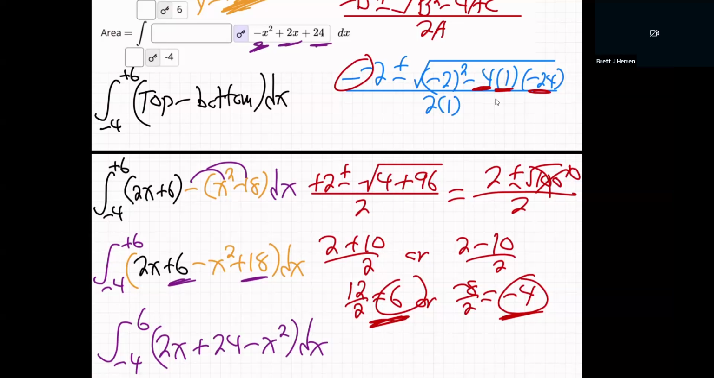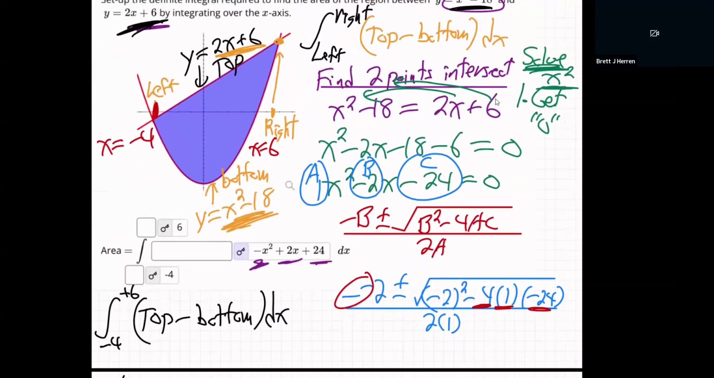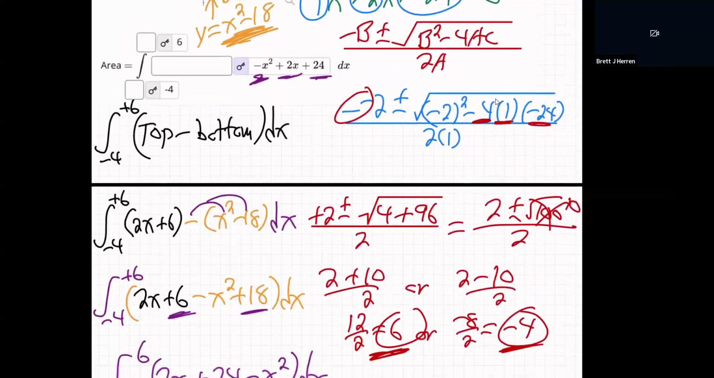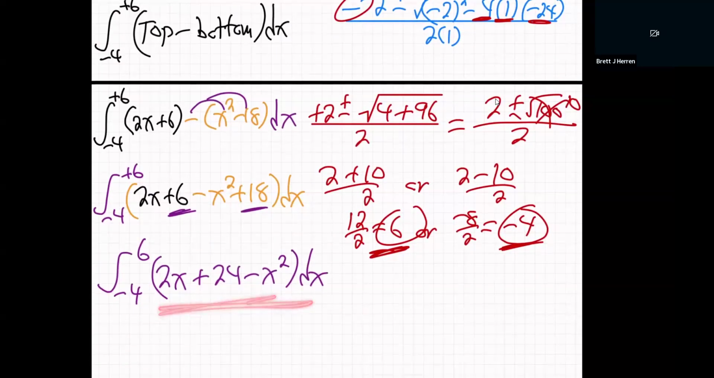That integral is now set up to find the area between those two graphs. We're not going to actually compute the answer. We're just setting up the integral. And so there we go.